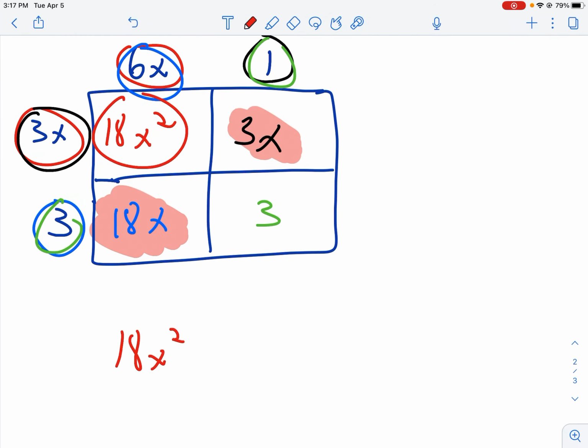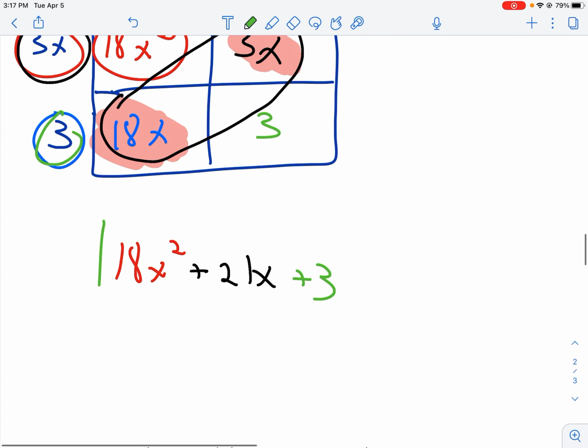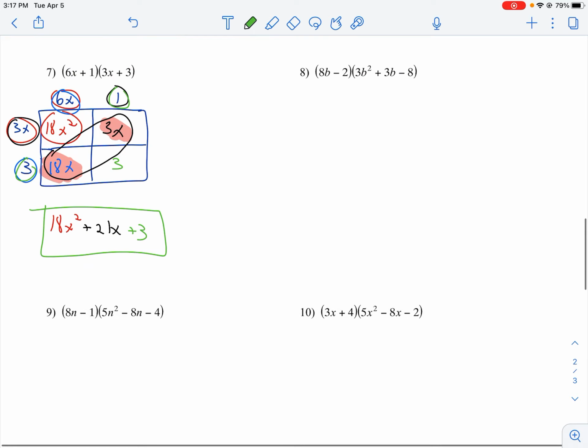18x squared is the only x squared inside the box. I obviously here have a 18x and a 3x, which combine to give me 21x. And then a plus 3 there on the end. That is my final answer.